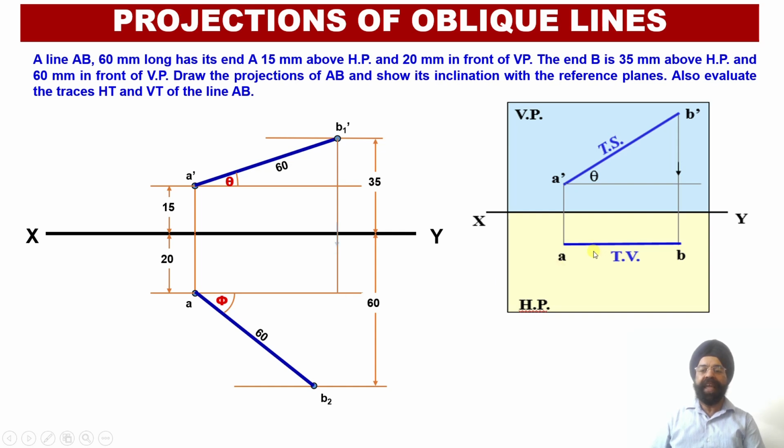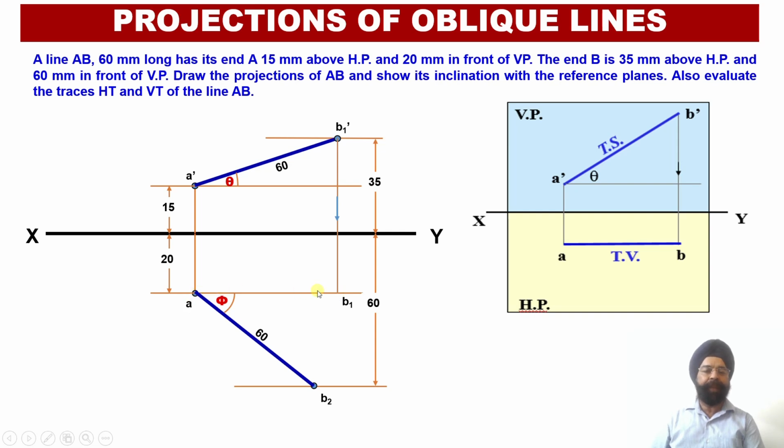So the apparent length of the line in the top view happens to be parallel to the vertical plane. So on the vertical plane, I will be able to obtain the true length of a line. Now since the true length is already available with me, I know that in the opposite view, that is on the plan side, the apparent length of this line will be parallel to the vertical plane.